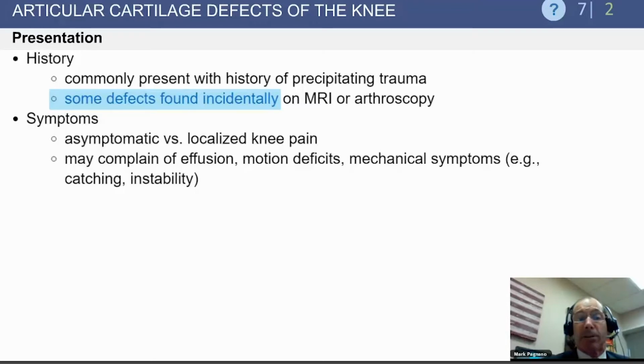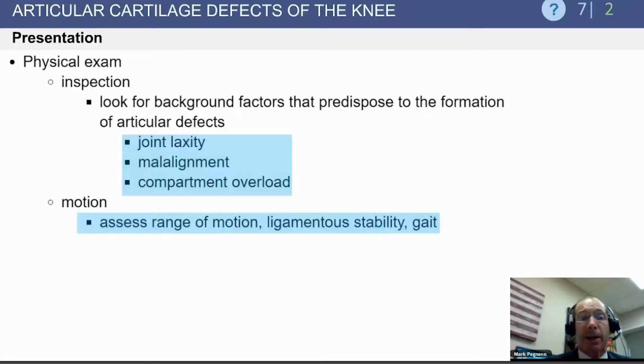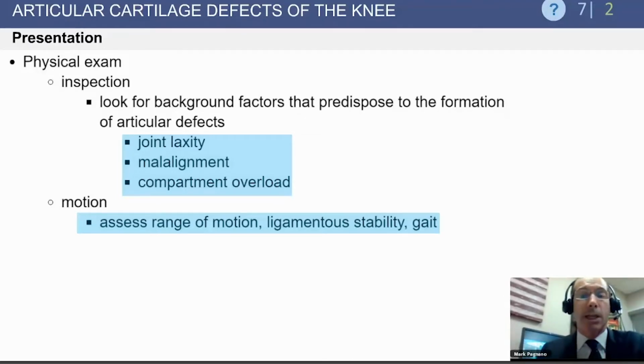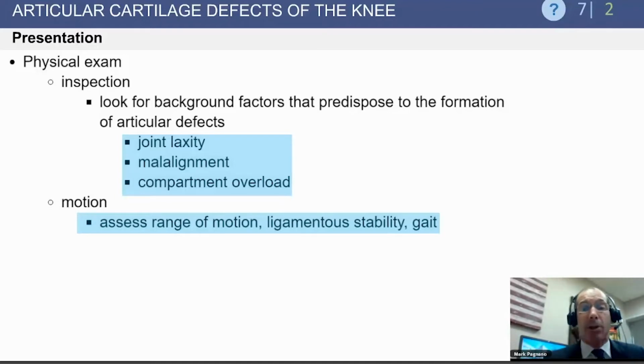Articular cartilage defects, again, you want to isolate the difference between asymptomatic defects just found incidentally versus symptomatic defects. You probably only need to be concerned with symptomatic defects. Anytime you're thinking about treatment, you have to put that within the context that the knee in 2017 should be thought of as an organ.